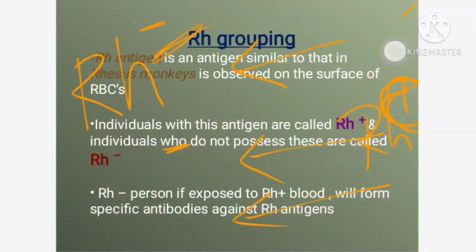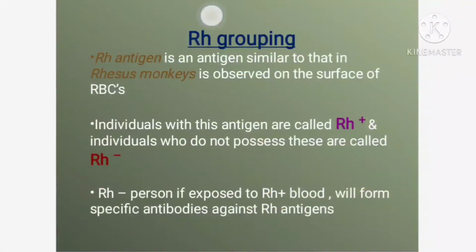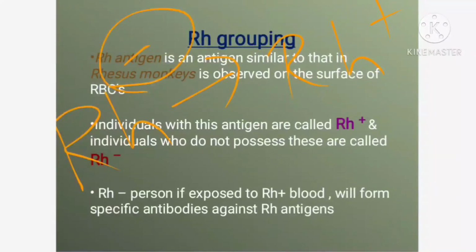Why? Listen carefully, negative can give to positive. So an RH negative person can give to an RH positive person. Why? Because RH negative means they do not have any protein. So no new substance is going, only the blood is being transmitted, isn't it? So RH negative can give to RH positive, but RH positive cannot give to what? RH negative. This also you have to keep in your mind.